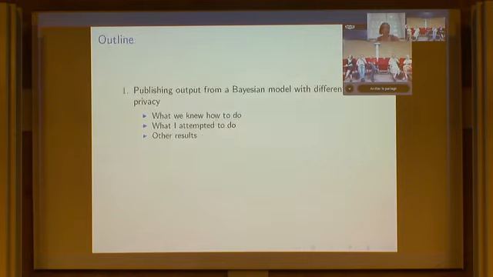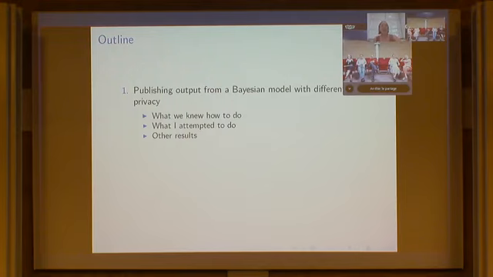So there's going to be two parts in this talk. The first part is I'll be talking about publishing output from a Bayesian model with differential privacy, really incorporating differential privacy in that process. And there's going to be three parts. I'm going to talk first about what we already knew how to do when I started working on this. Then what I attempted to do, which you'll see wasn't that successful. This is why I'm saying this is partially a discussion seminar.